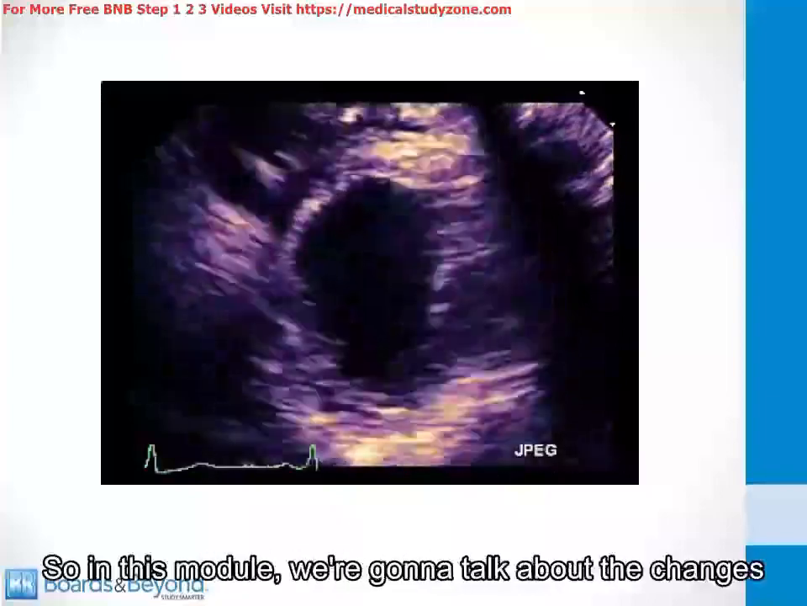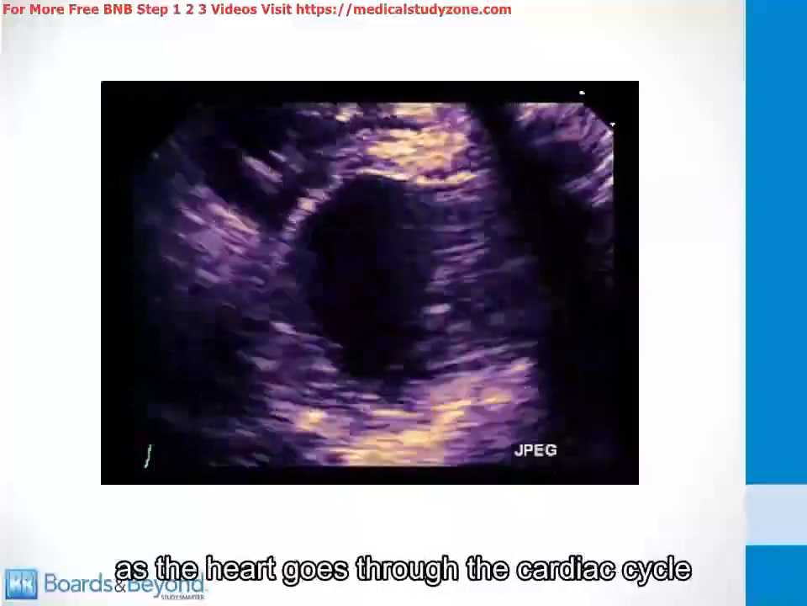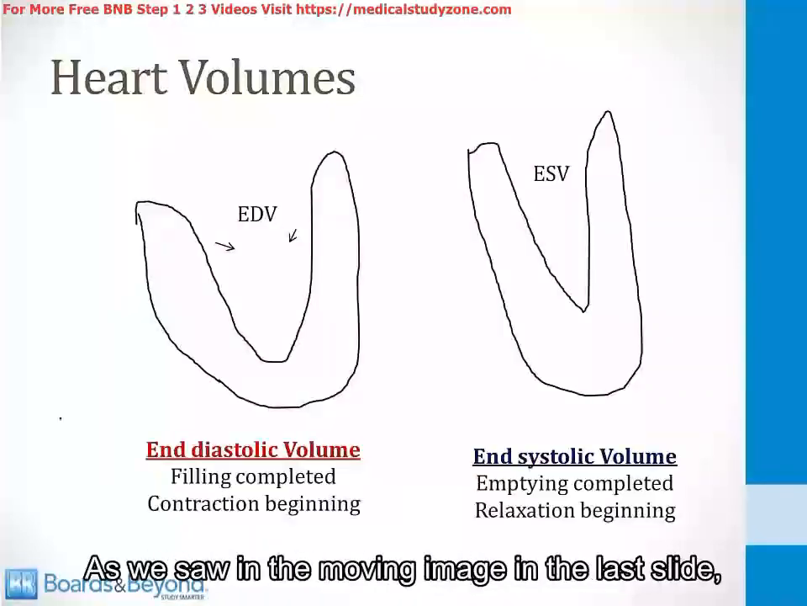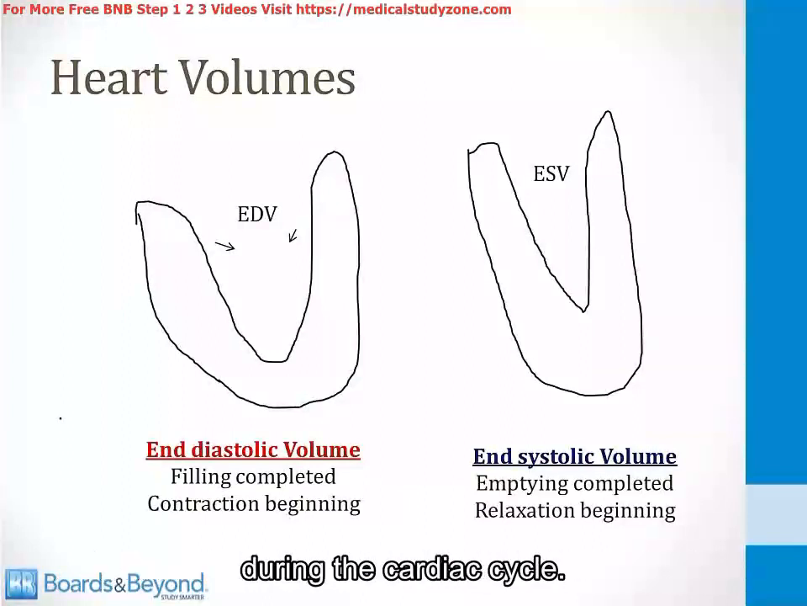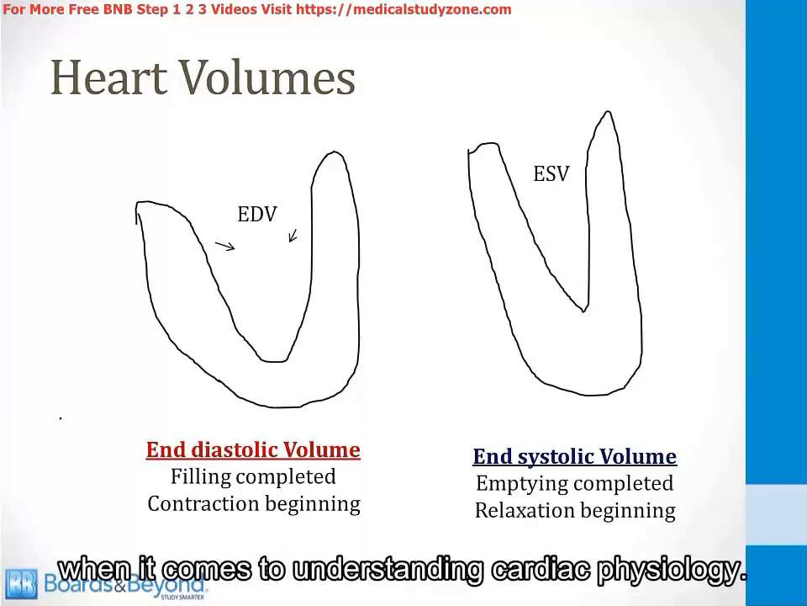So in this module, we're going to talk about the changes in volume and the other physiological changes that occur as the heart goes through the cardiac cycle and moves blood out of the left ventricle. As we saw in the moving image on the last slide, the volume in the left ventricle is changing during the cardiac cycle. However, there are two important volumes when it comes to understanding cardiac physiology.